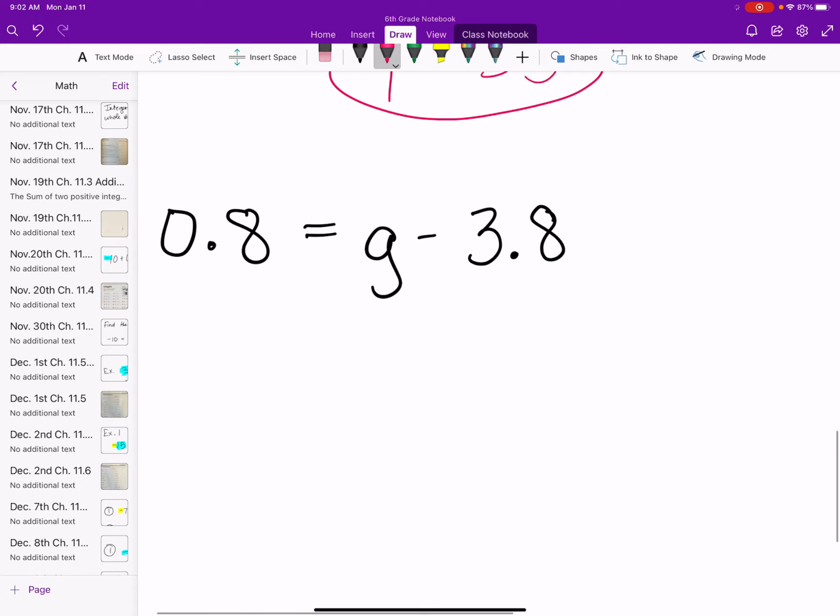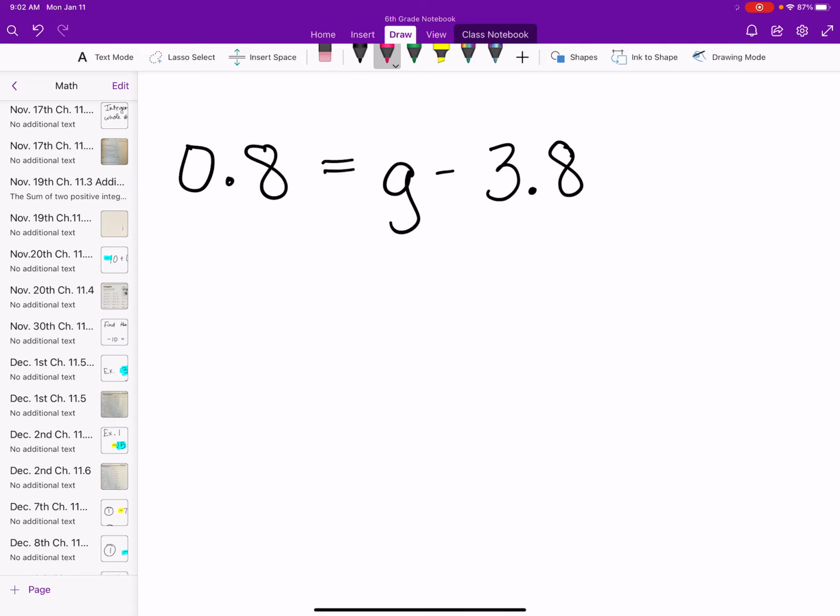Okay, let's try one of those with the decimal, and then I will let you off to do your worksheet for the day. Okay, so I'm looking at the side with my variable. I notice there's a negative 3.8 with it, and I can't have that. I need to do the opposite of minus 3.8, which is plus 3.8. That cancels on this side, and all I'm left with is g.